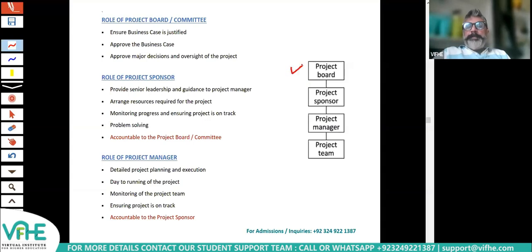There will be a board. It can be the board of directors, or they might have a smaller board or something. Then underneath the board, there will be a project sponsor. Underneath the sponsor, there will be a project manager. And underneath the project manager, there will be a project team. This is the standard hierarchy of any project. The board on the top, then the sponsor, then the manager, and then the team.